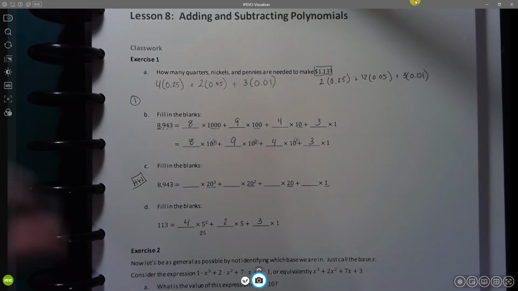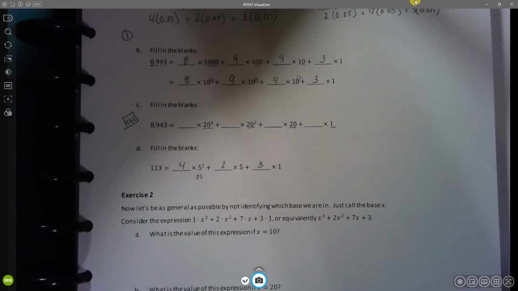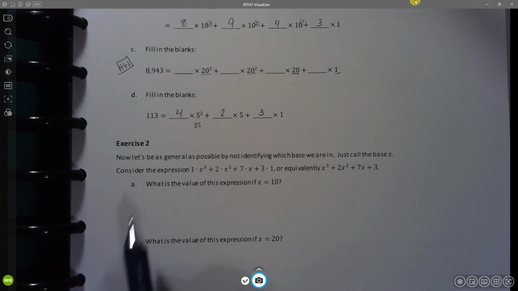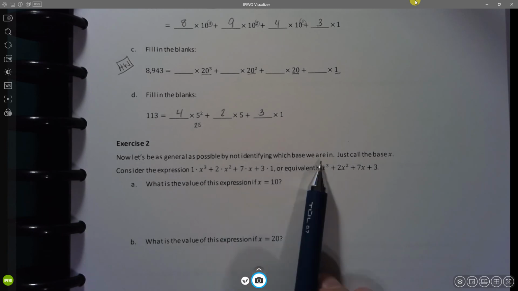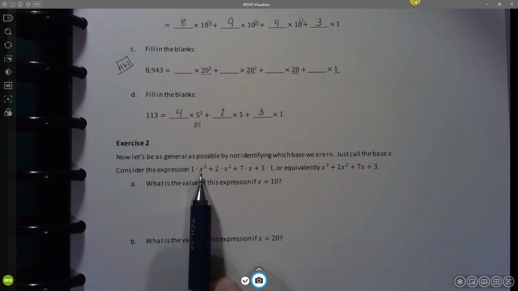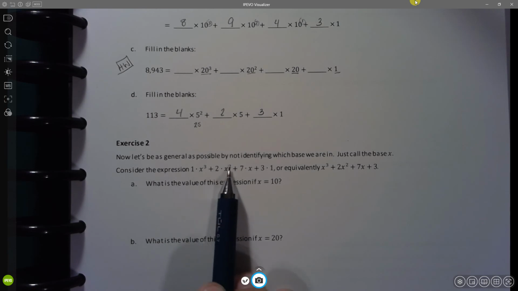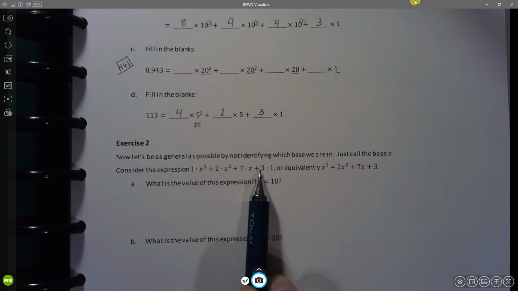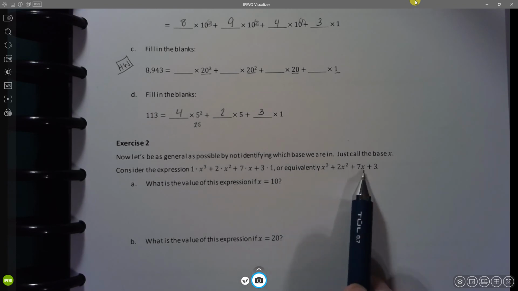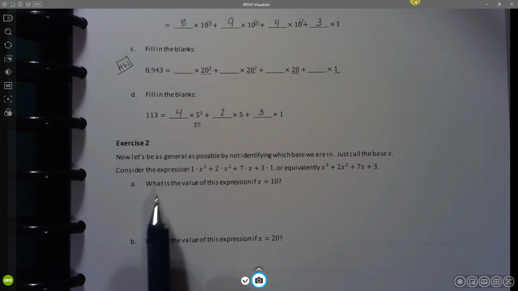As a matter of fact, you can look at exercise 2. Now, let's be as general as possible by not identifying which base we are in. Just call the base x. Consider the expression 1 times x cubed plus 2 times x squared plus 7 times x plus 3 times 1, or equivalently, x cubed plus 2x squared plus 7x plus 3. All right, what is the value of this expression if x equals 10?